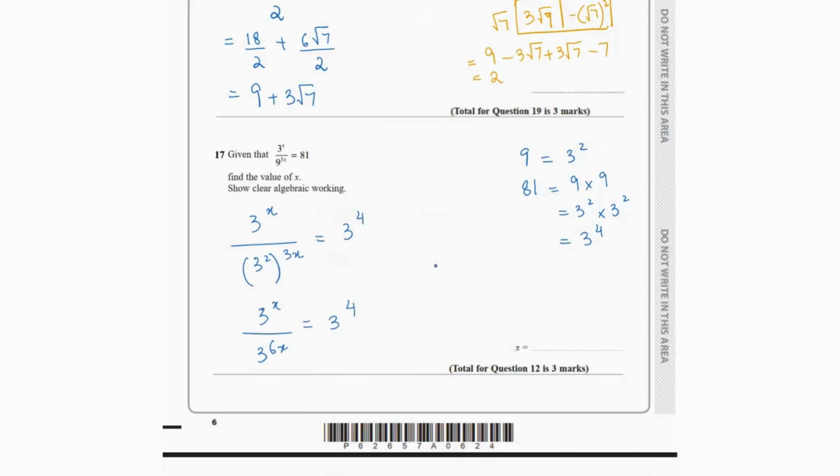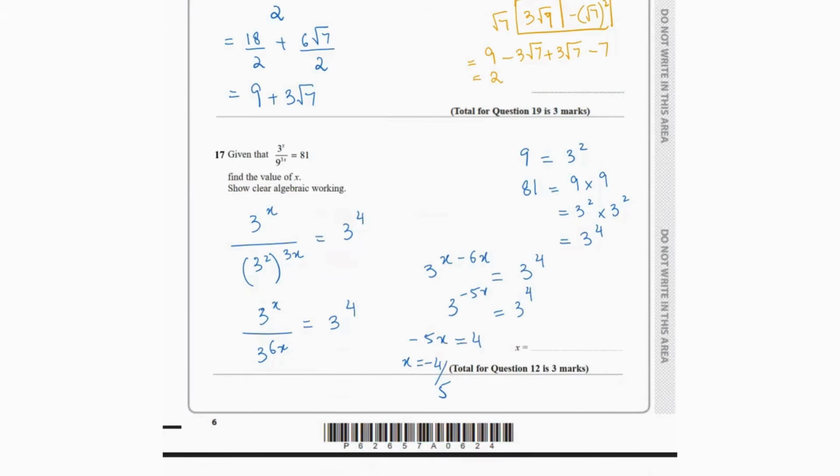Now we subtract the powers. x minus 6x, base remains the same throughout. 3 to the power of negative 5x. When there's the same base on both sides, we can put the powers equal to each other, and x is going to be negative 4 over 5. That is the value of x.